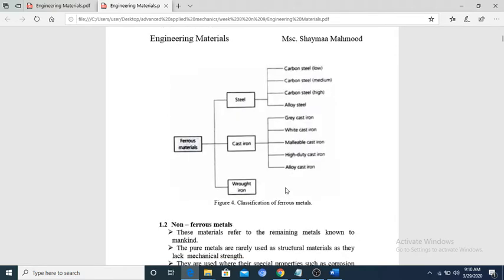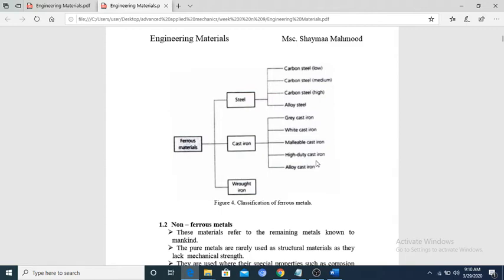Ferrous metals consist of steel, cast iron, and wrought iron. Steel consists of low carbon steel, medium carbon steel, high carbon steel, and alloy steel. Yeah. And then cast iron consists of grey cast iron, white cast iron, malleable cast iron, high duty cast iron, and alloy cast iron. Yeah.